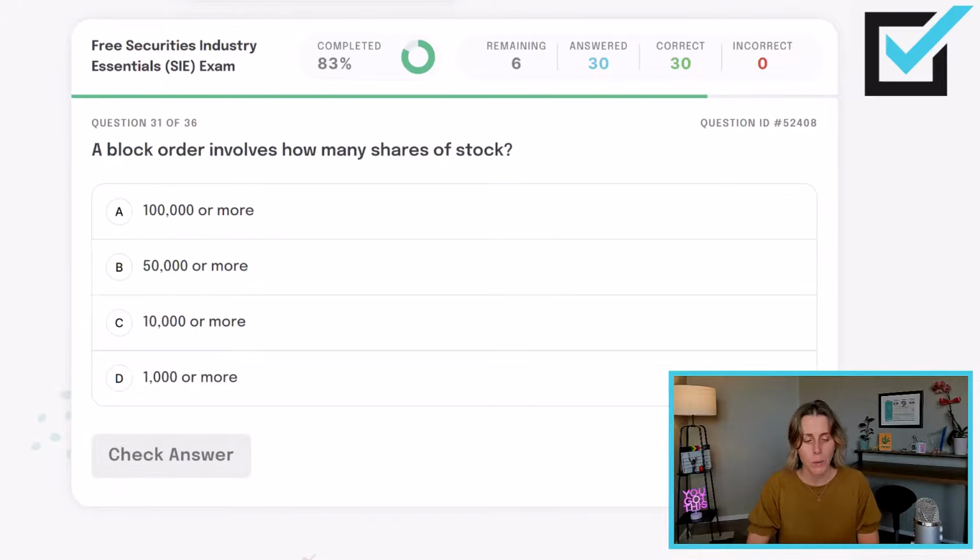A block order involves how many shares of stock? So a round lot is 100 shares. A block of stock is 10,000 shares or more.